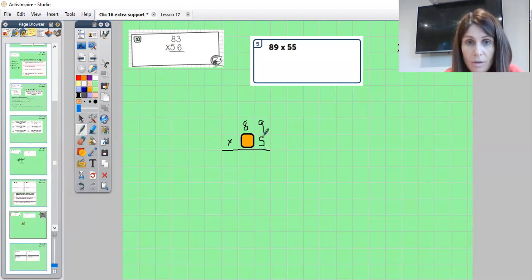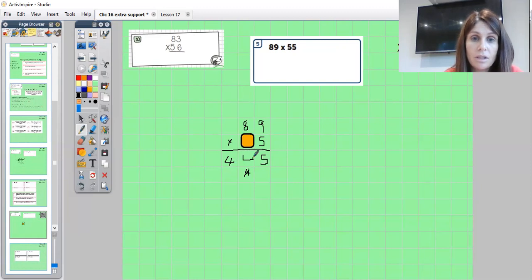This is the digit I always start with. So I do 5 times 9. 5 times 9 is 45. So the 4 goes underneath and the 5 goes here. Okay, really important. You always write your 4 first, then your 5, because it's 45. 4 goes underneath in the tens column and the 5 goes in the ones column. Right, 5 times 8 is 40 plus my 4, don't forget your 4, makes 44.